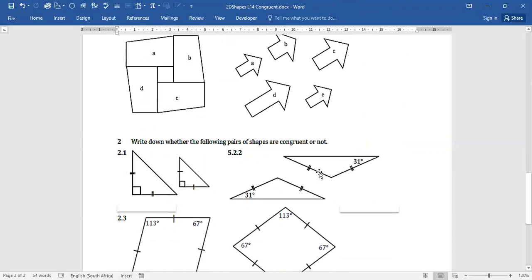All of these examples. Now for question 2, we'll write down whether the pair of shapes are congruent or not. So you will state for 2.1 congruent, or if you think they're not congruent, you'll say not congruent.